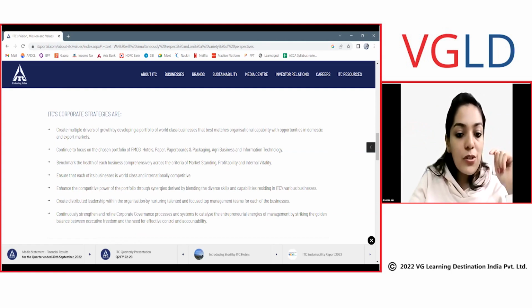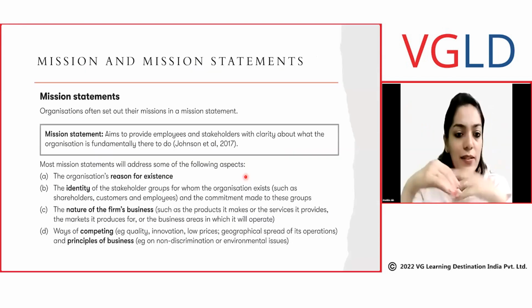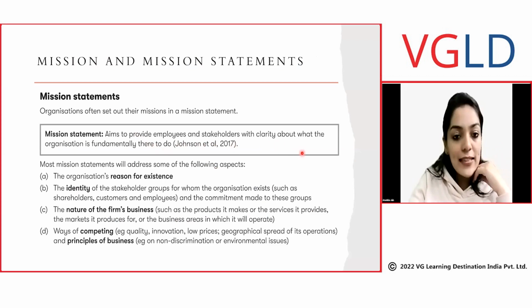Create distributed leadership within the organization by nurturing talented and focused top management teams for each of the businesses. What does it show? It's employee focus. Okay. And then focus on the corporate governance program. So these are the things which are normally a part of the mission statement. This overall, like values and everything, they're comprehensively together denoting the mission and vision of the company. So it aims to provide employees and stakeholders with clarity about what the organization is fundamentally there to do. That is the purpose of the mission statement.